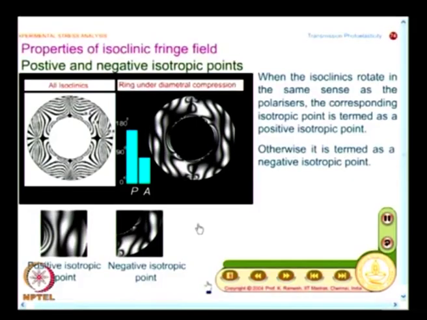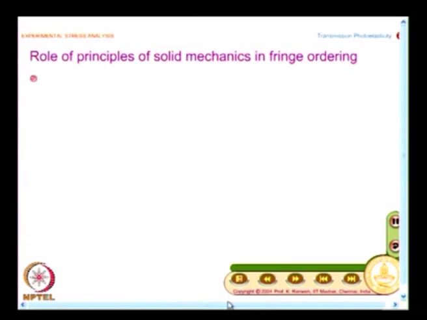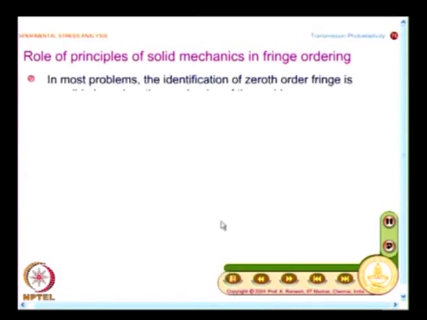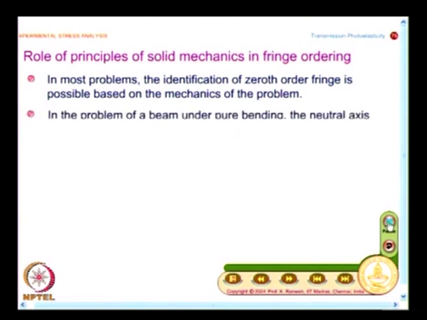Fringe ordering is the most complex, and we will see further what all the other aspects of solid mechanics are that I can employ. Now, you have seen the fringe field, they are very rich animations, and I am sure you would have got a gist of what these fringe orders are. And this is what I have said, that in most problems identification of zeroth fringe order is possible based on the mechanics of the problem.